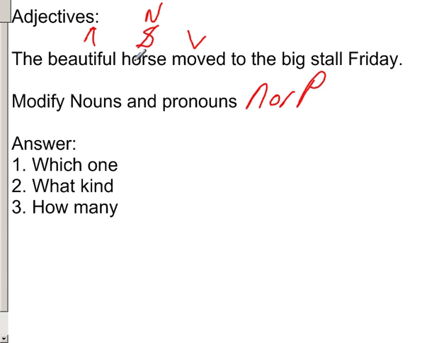Let's look through and see if we have any more adjectives. Move to the big stall. Stall is a noun. So let's look at big. Does that tell you which one, what kind, or how many? Sure does. What kind? So we know that is also an adjective. How about the word Friday? Because that seems like it's a noun, right? But of course it answers the question when. So we know that is not going to be an adjective. So that's basically how you find adjectives in a sentence.